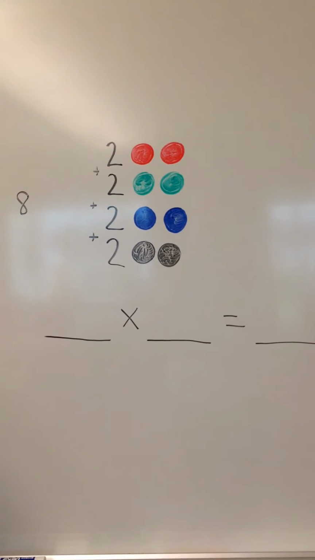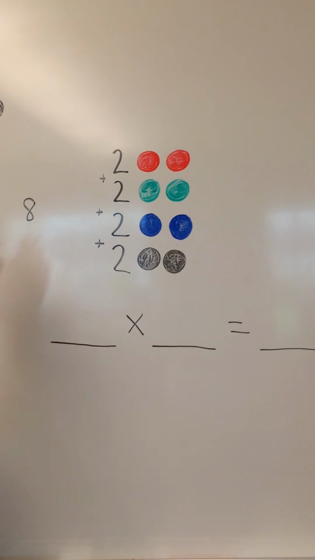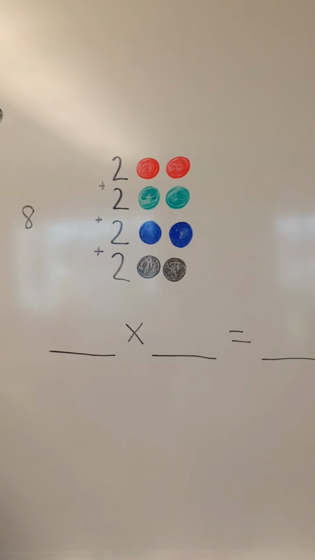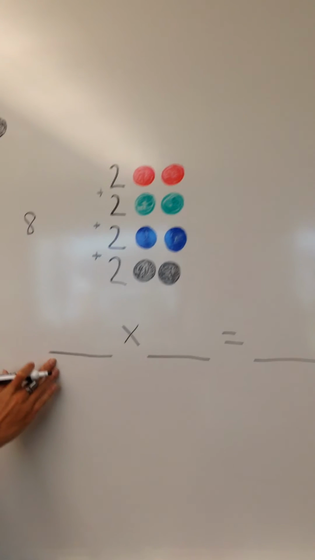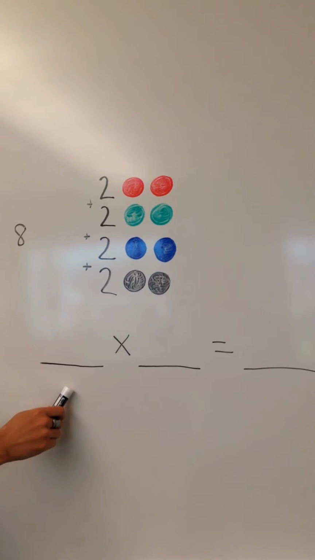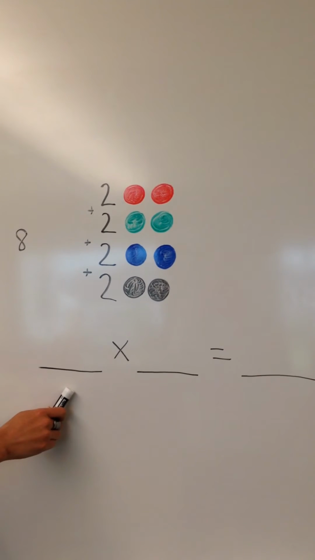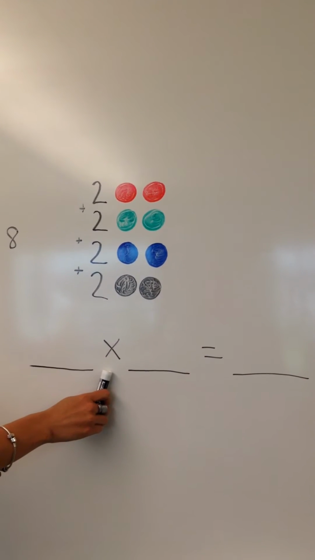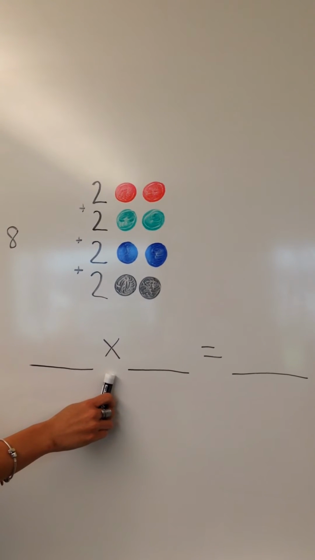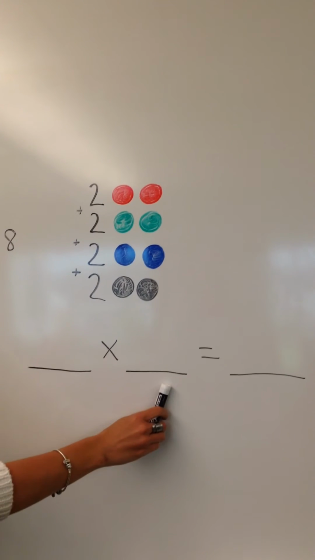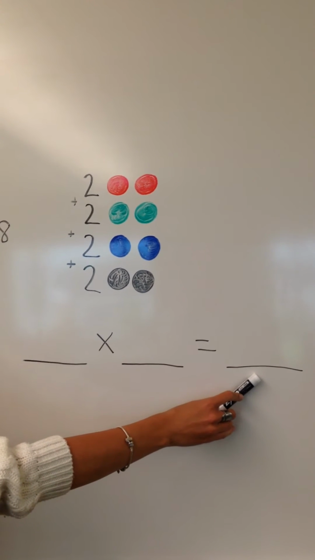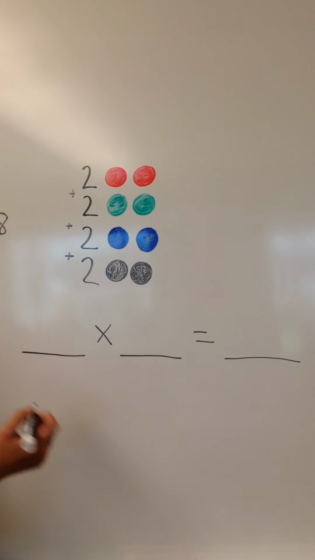Multiplication sentences are made by using repeated addition, adding the same number over and over and over again. When we write multiplication sentences, it should look like this. This blank tells how many equal groups we have. This symbol is the multiplication symbol, and it tells that we are going to be multiplying. This blank tells how many objects are in each group, and this blank tells how many objects there are in all.